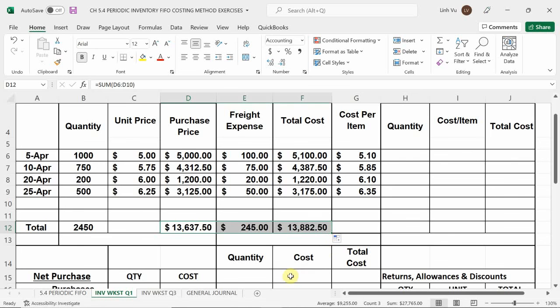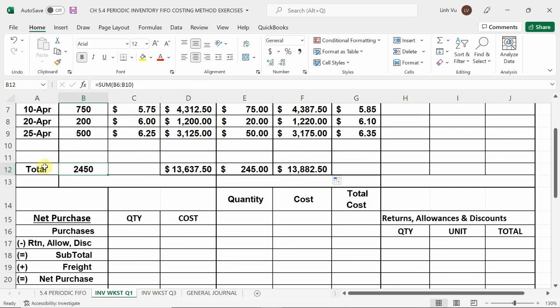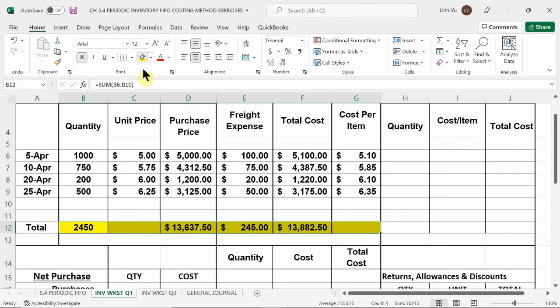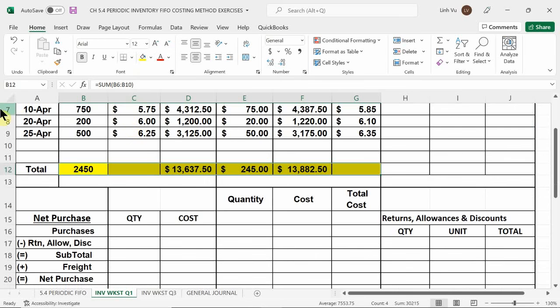So in this case, total freight was $245, giving me a grand total cost of $13,882.50. Okay? Right? So then, now that I have my totals here, this is where you're going to be plugging in. So I'm going to highlight this right here, and I'm going to show you where these numbers come from. So in this case, I'm going to use yellow, okay? In this case, yellow needs to come from here, right?